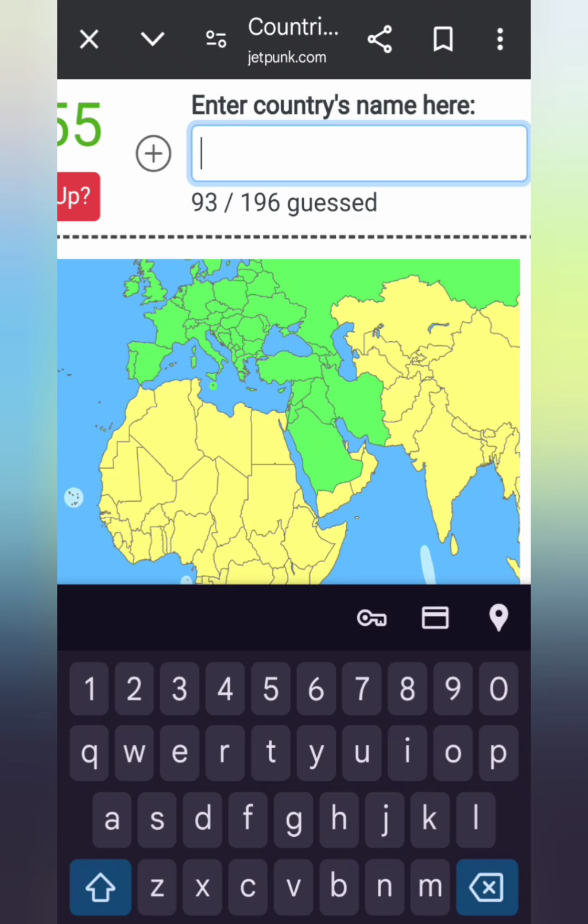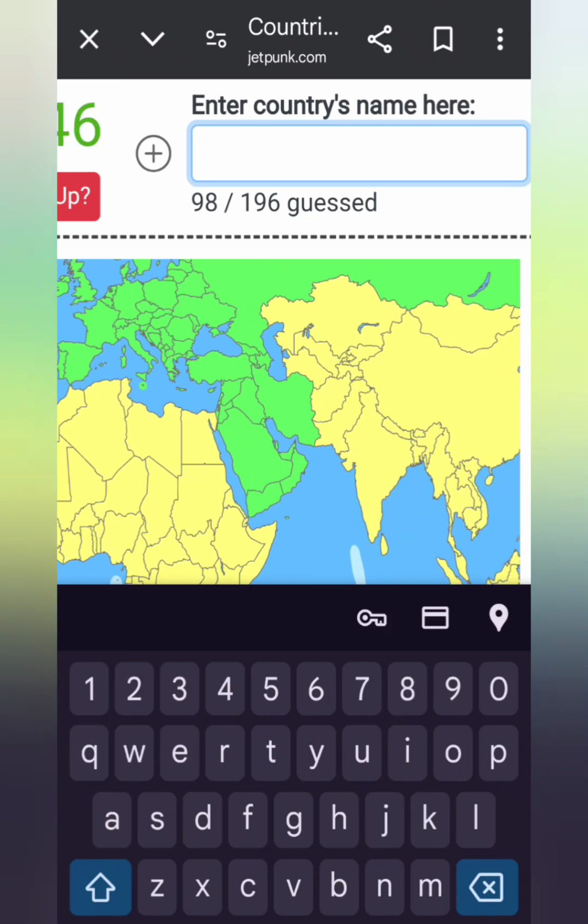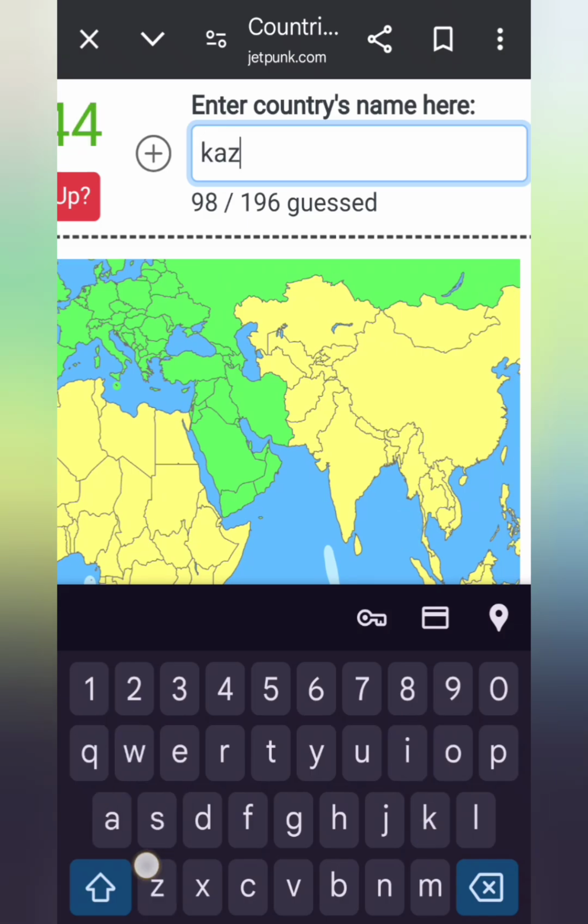And now we're gonna shift to the bottom side. It's Yemen, then Oman, then UAE, then Qatar, Bahrain. Now shifting to Asia, that bigger one on the top is Kazakhstan.